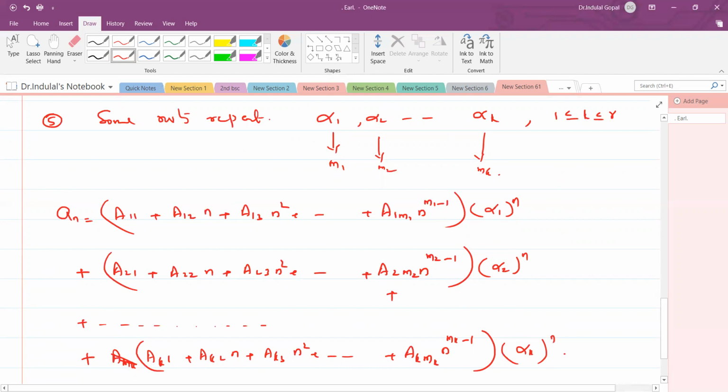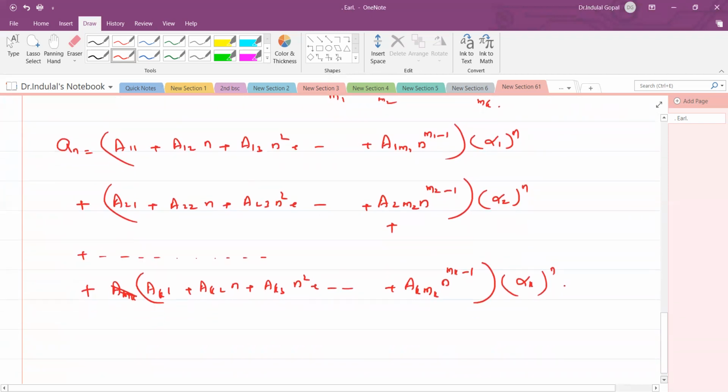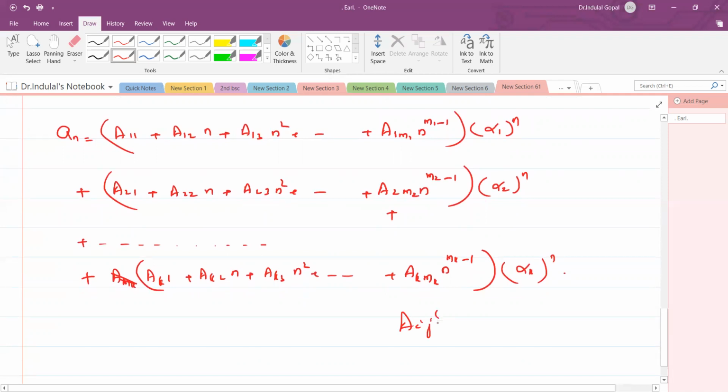So if alpha 1 is of multiplicity m1, then with alpha 1 raised to n we associate a polynomial in n of degree m1 minus 1. So if alpha i is a root with multiplicity mi, then with this alpha i we associate a polynomial in n of degree mi minus 1. We have studied similar treatment where solving differential equations. The same thing here, where the aij's are constants to be determined from initial conditions.